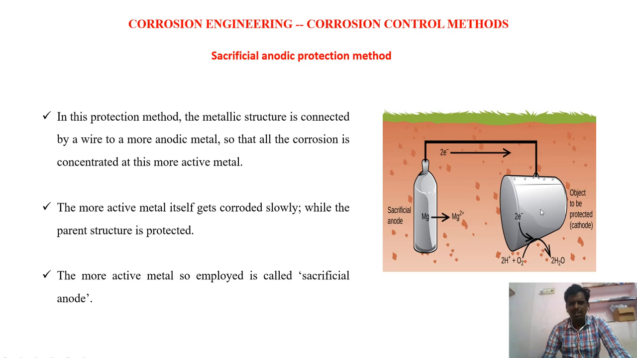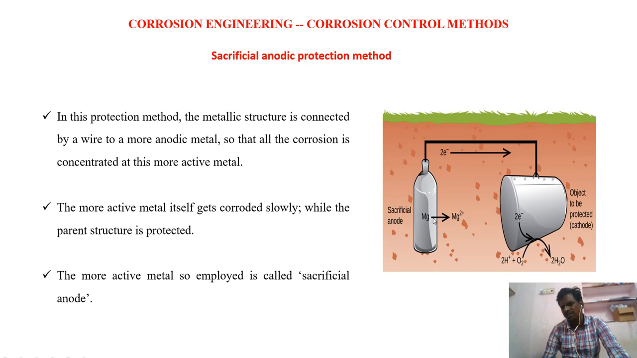So again, I have to say the metal which has to be protected is placed as a cathode only. At the anode position, we have to take a more anodic metal. Both the anode and cathode are connected through a wire. This more anodic metal acts as a sacrificial anode because it undergoes corrosion rapidly instead of the protected metal. So electrons are passed from the anode to the cathode, and these electrons are consumed by the corrosive agents. This is the important thing.